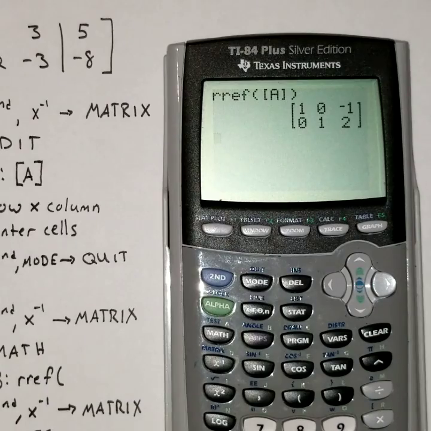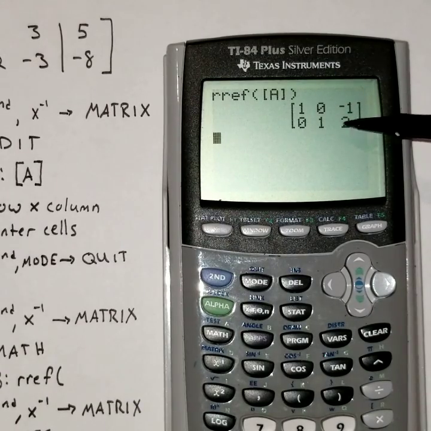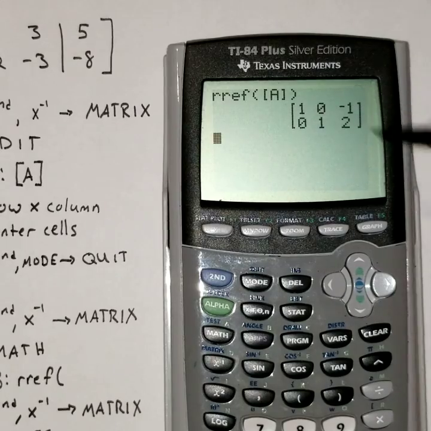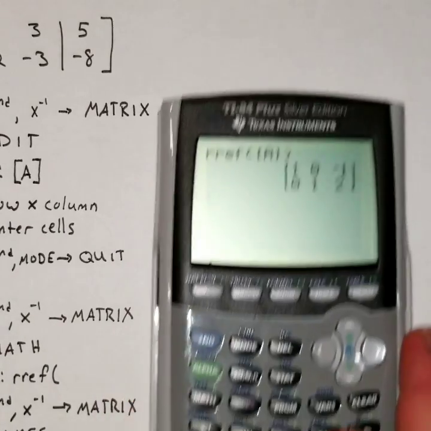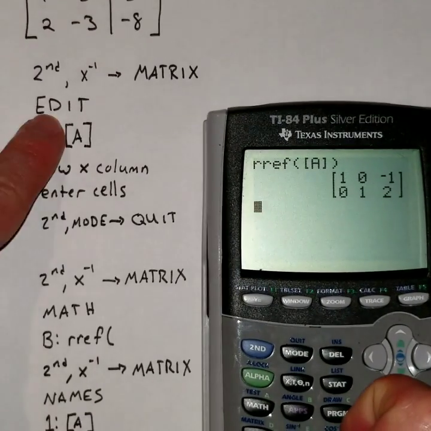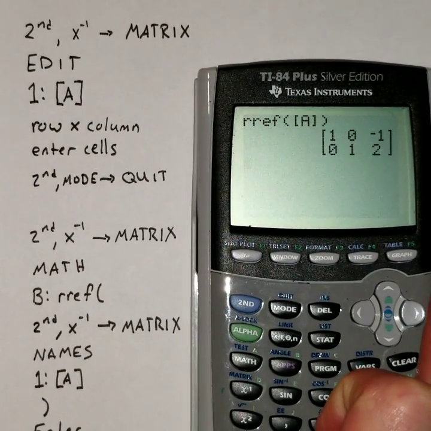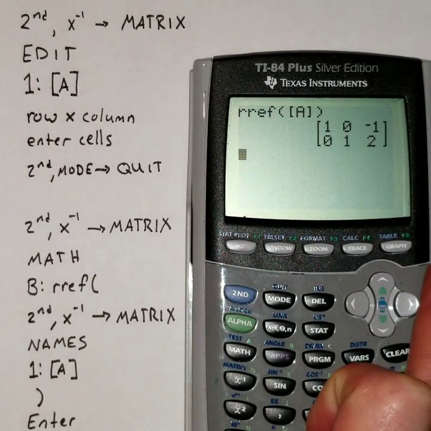There's our reduced row echelon form. Now your calculator doesn't put the little vertical line in there, just imagine that it's there. This is our augmented matrix for the final form. Now when you guys are doing work, I'm going to allow you to use your calculator to do these steps. So I'll leave that up there so you can see it all in one view.